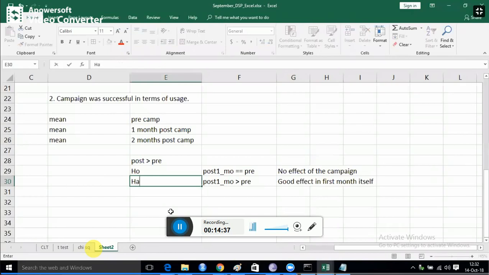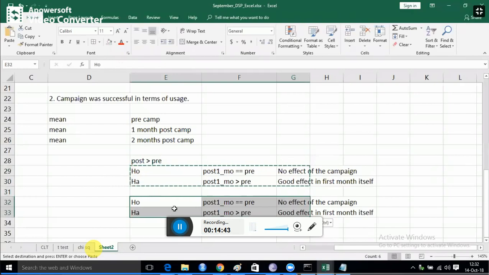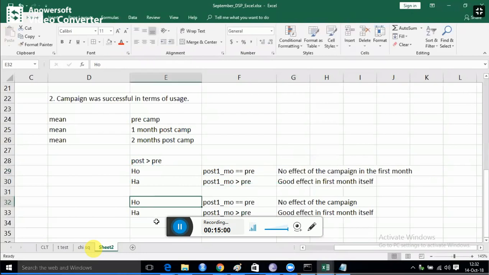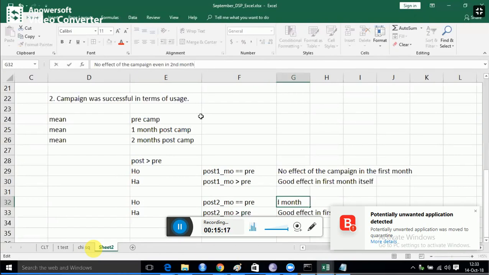Let's say in the first month it was not so effective. In the first month, let's say we are accepting null, which means there is no effect of the campaign in the first month. Then we will go for the next month as well. That's the reason why I have been provided with 2 columns. So post usage second month equal to pre, and post usage second month greater than pre. So no effect of the campaign even in the second month. That's a complete failure of the campaign. That is what we will conclude if both the nulls are accepted.